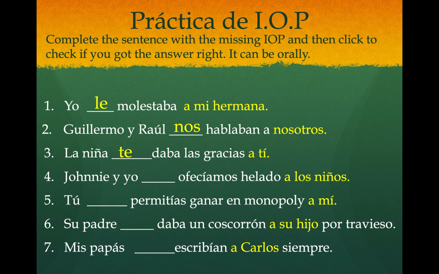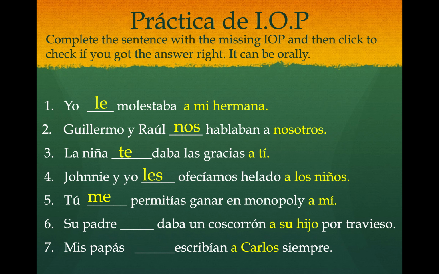Johnny y yo ofrecíamos helado a los niños, to the kids. In this case, it's going to be Johnny y yo les ofrecíamos helado a los niños. Tú permitías ganar en Monopoly. So you used to allow, to let somebody win in Monopoly. In this case, you find the letter A and it says a mí, to me. That's why the IOP would be me.